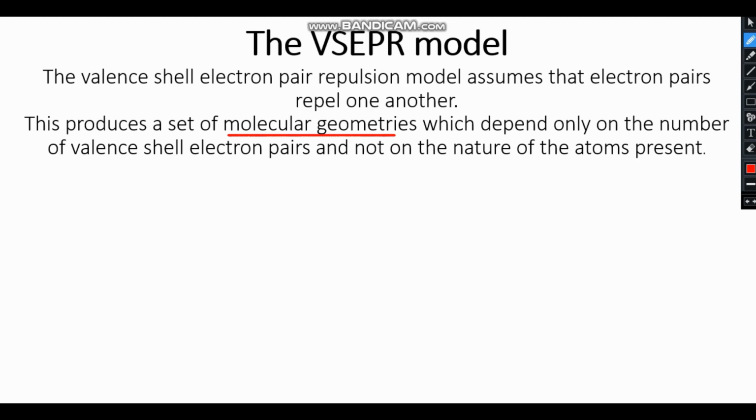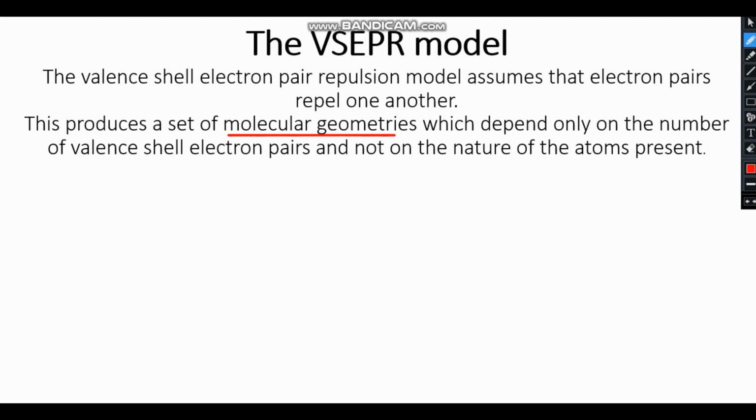Now, this model, we highly use it to come up with the molecular geometries of molecules. So far, if you are learning chemical bonding, you have come up with the knowledge on how to draw the Lewis structures, how to calculate the formal charges. Now, with this model, it helps us to know the molecular geometries of those structures you have been drawing. So let's see how this model helps us.